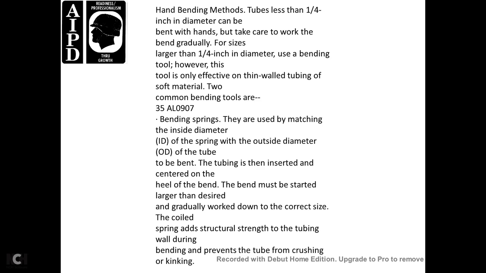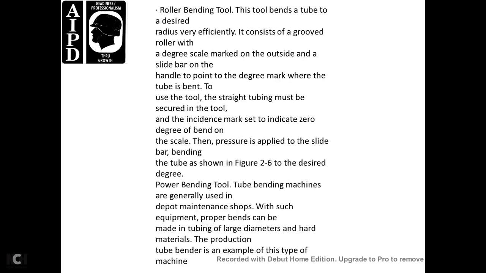Two common bending tools are bending springs, which are used by matching the inside diameter, ID, of the spring with the outside diameter, OD, of the tube. To be bent, the tubing is inserted with the center on the heel of the bend. The bend must be started larger than desired and gradually worked down to the correct size. The coil spring supports the tubing wall during bending and prevents the tube from crushing or kinking.